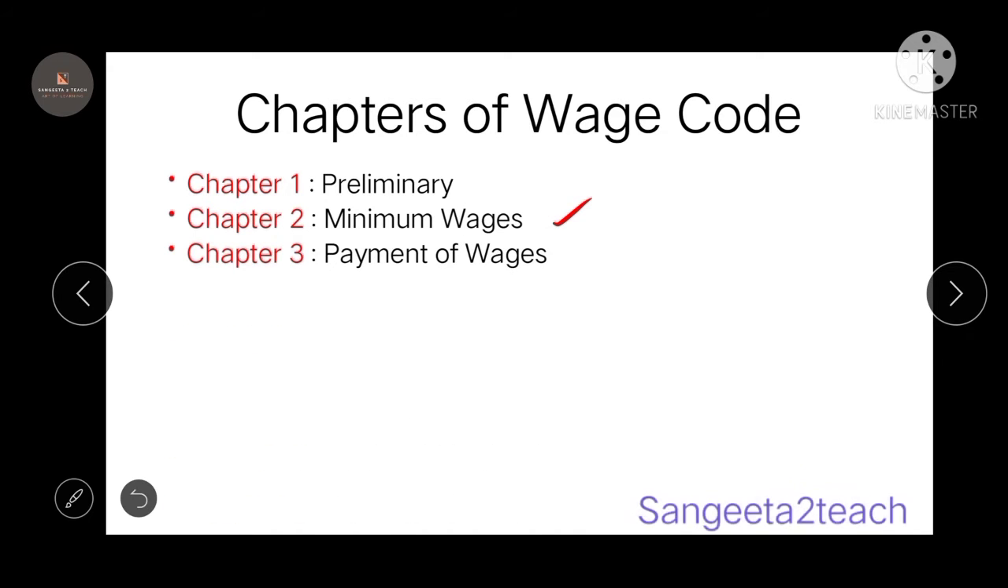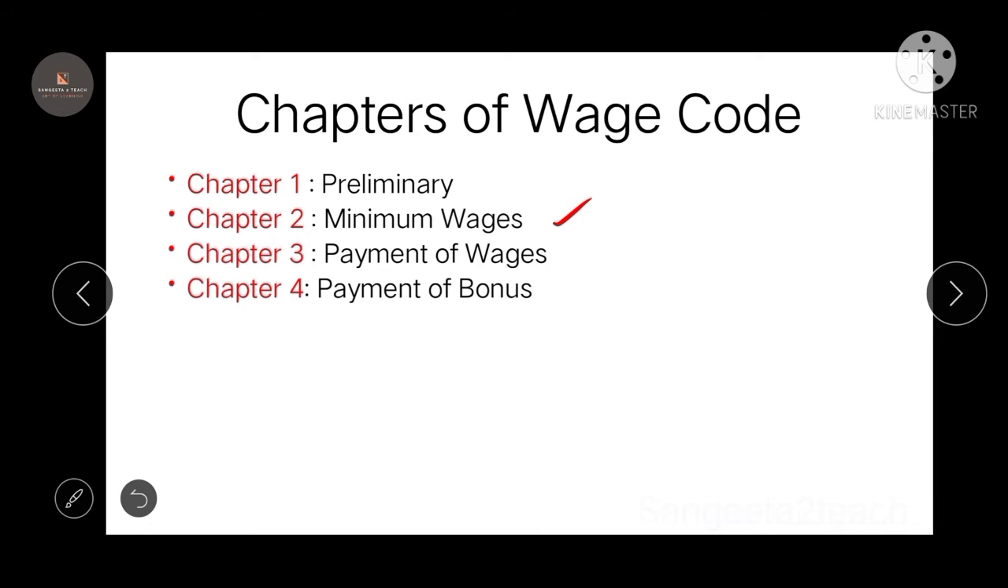Coming to chapter 3, it talks about the payment of wages, where we talk about the mode of payment, the wage period, the time limit for paying the wages, and also what kind of deductions can be made from the wages. This is described in chapter 3, that is payment of wages. Coming to chapter 4, it is talking about the payment of bonus. Who is eligible for the bonus? What is the allocable or the available surplus? What kind of deductions can be made from the bonus? What is the time limit for the bonus, and who is it applicable to? This is described in chapter 4, that is payment of bonus.